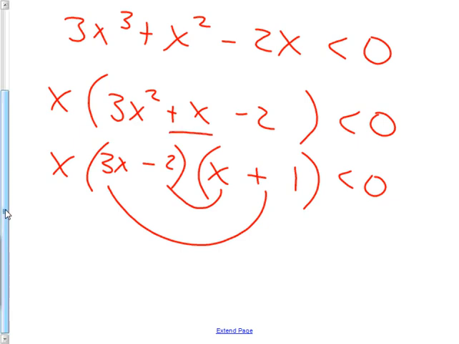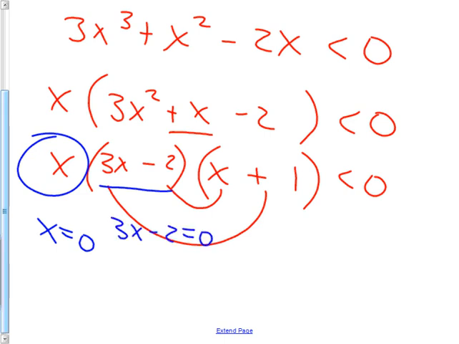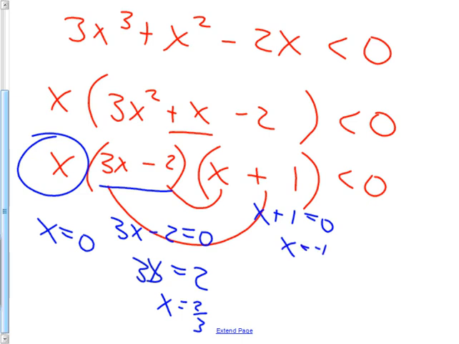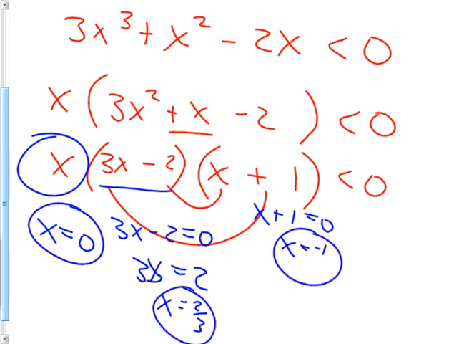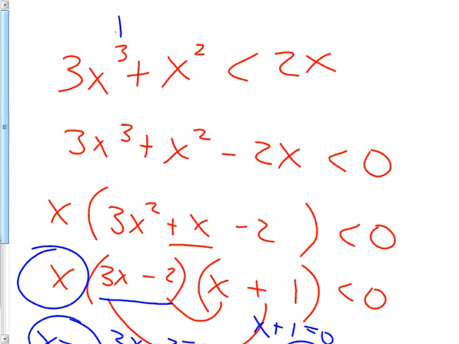Okay. And so now I'm going to solve this thing. I know this has to equal 0. x equals 0. That's the answer. I know this has to equal 0. 3x minus 2 has to equal 0. Solve it. 3x equals 2. x equals 2/3. And the last one. x plus 1 has to equal 0, so x has to equal negative 1. Answer. Answer. Answer. There's 3 answers. Does that make sense?